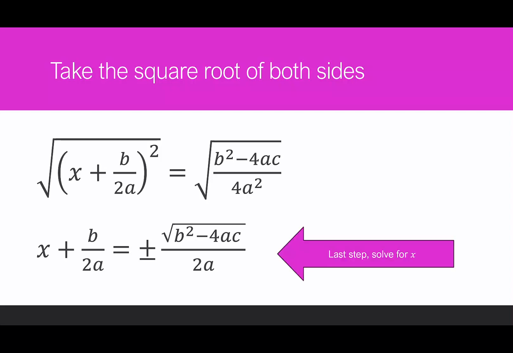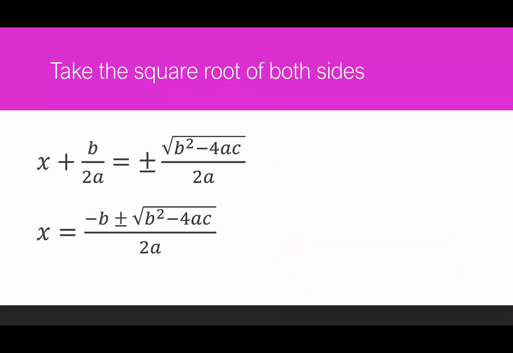So our last step is to get x by itself. We're going to move that b over 2a over to the right. Luckily, when I move the b over 2a over to the right side, I already have a common denominator. They both have a 2a. As it moves over, it goes from positive b over 2a to negative b over 2a. So now I have negative b plus or minus the square root of b squared minus 4ac all over 2a, which is in fact the quadratic formula.